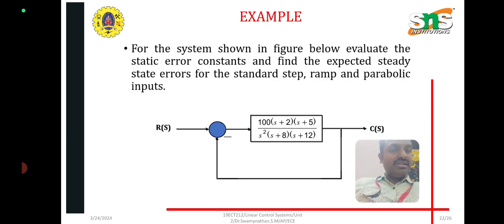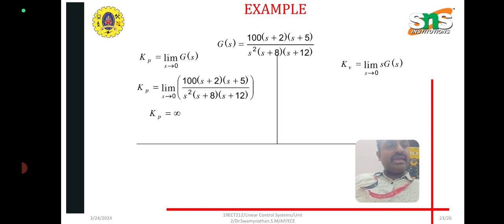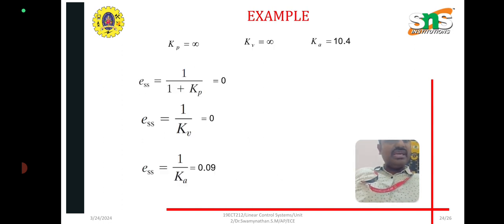So you can make an example for a given system. R of s is the input, G of s is the system, and C of s is the output. So these are the systems having Kp, Kv, and Ka. These are the limits based on the given formulas. Kp is G of s, Kv is s into G of s, and Ka is s squared into G of s. So you can get the different values for Kp, Kv, and Ka. For the steady state error we find 1 by 1 plus Kp. So 1 by 1 plus infinity is equal to 0. ESS equals 1 by Kv, that is 1 by infinity, also 0.